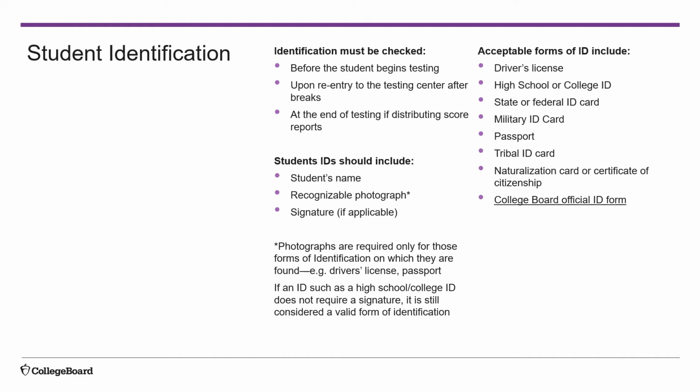The ID form is located in the Resource tab on the platform. Student IDs should include student's name, recognizable photograph, and a signature. Acceptable forms of ID include driver's license, high school or college ID, state or federal ID card, military ID card, passport, tribal ID card, or naturalization card or certificate of citizenship.